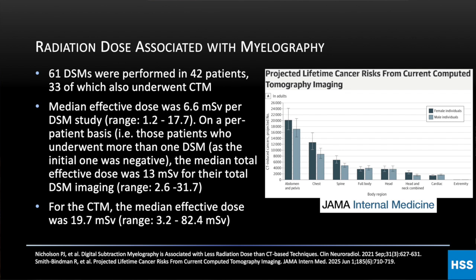So taking the radiation issue first, this is a nice paper from Farb's group, published recently. They were comparing the radiation dose to the patient from a DSM versus CTM. They found on average the dose for DSM was lower. The average for CTM was about 20 millisieverts, but you can see quite a wide range in the effective dose to the patient, all the way up to 80 millisieverts.